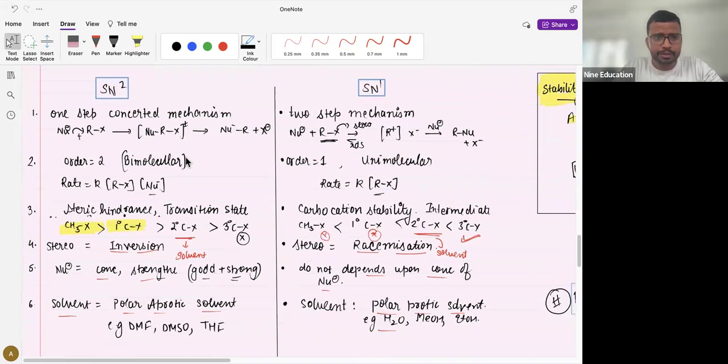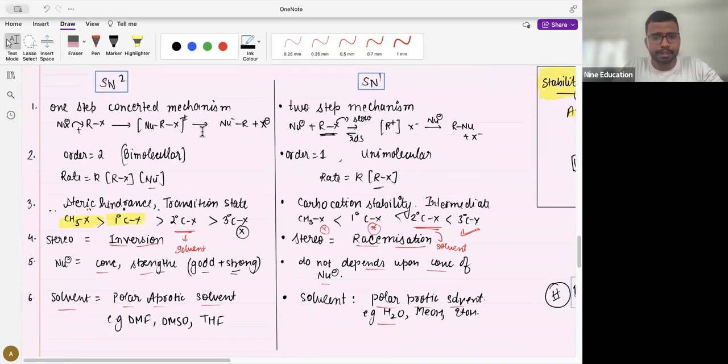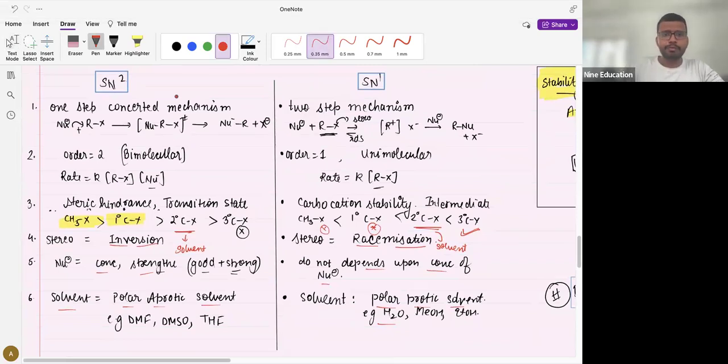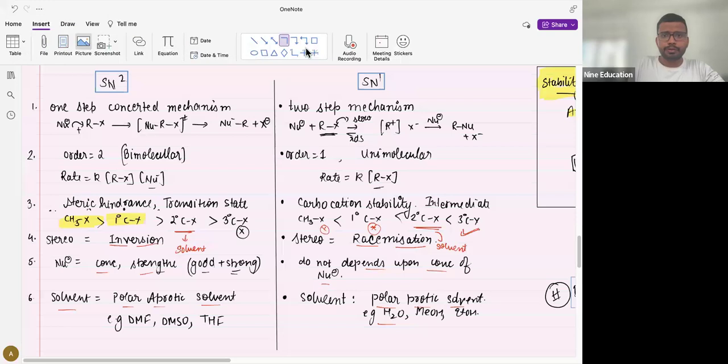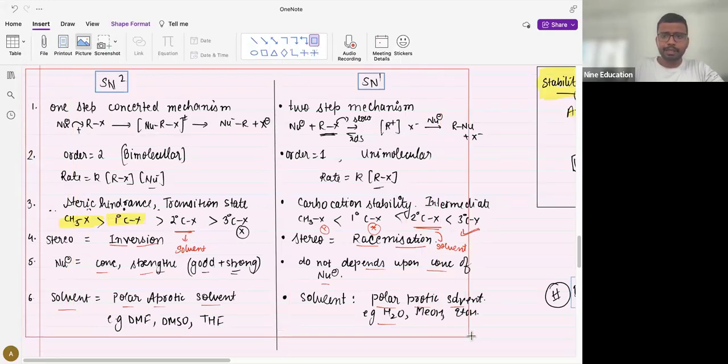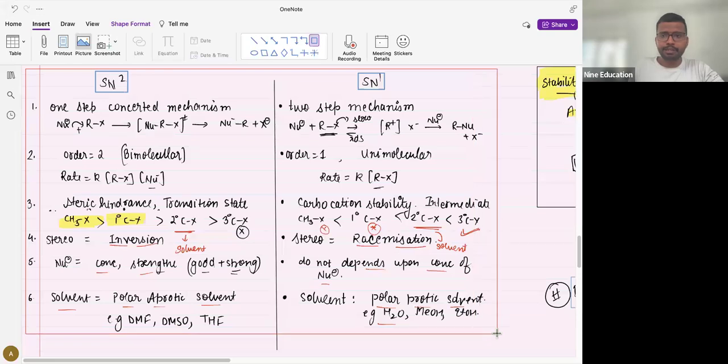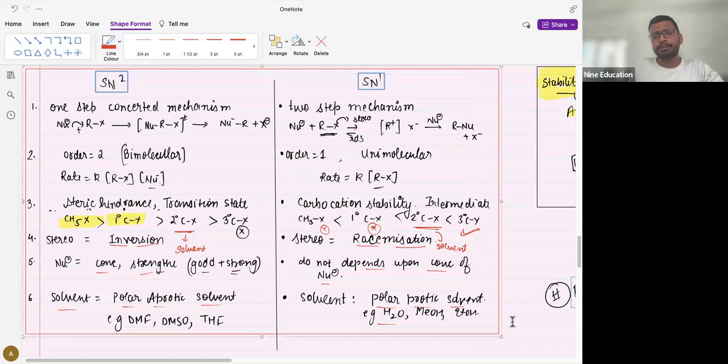I'm giving you 2 minutes. Draw this table in your copy. जल्दी से ये अच्छा सा table draw कर लें, it will be helpful for you. Draw this comparison in the exam if it comes: differentiate between SN1 and SN2 reaction. These 6 points, if you write, it will be more straightforward and direct.